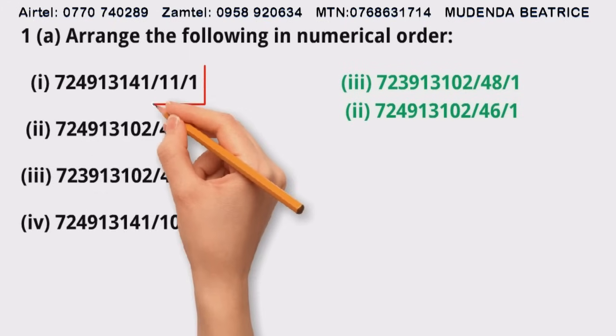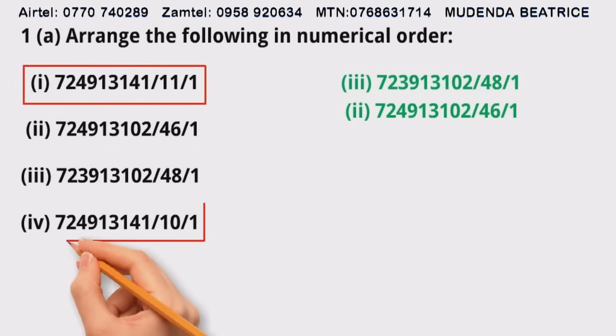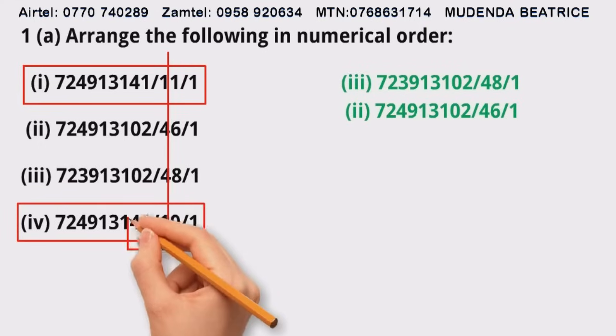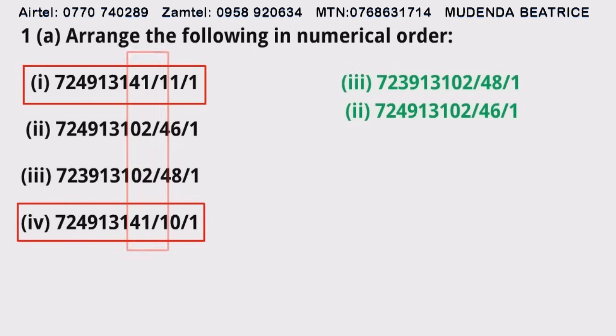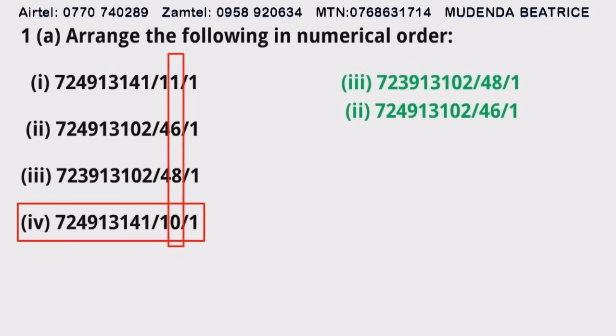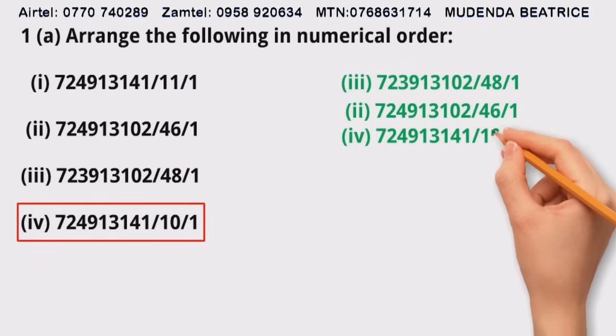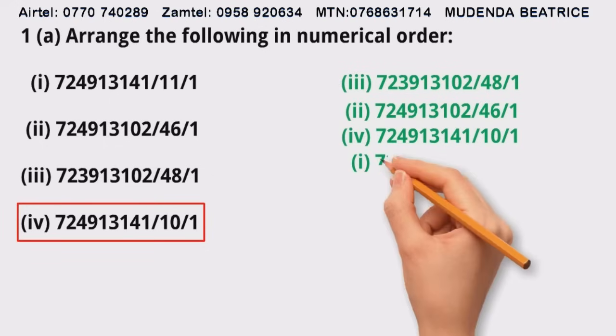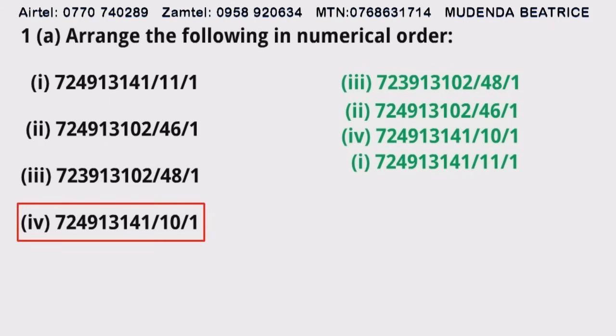Then we have remained with number 1 and number 4. They have got 4, but the next numbers, they have got 1, then 11, then 10. So the number on number 4 will be number 3. Then the number which is on 1 will be number 4. Like that, I've arranged these numbers in numerical order. So that is the correct answer there.